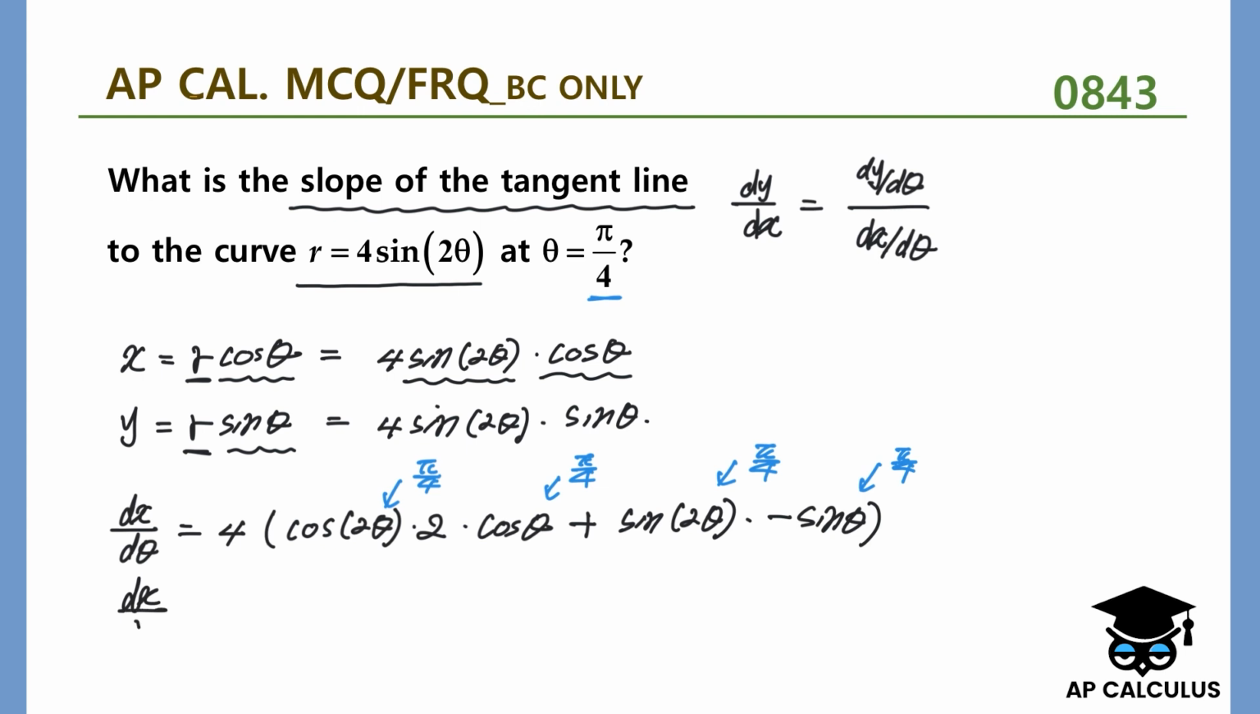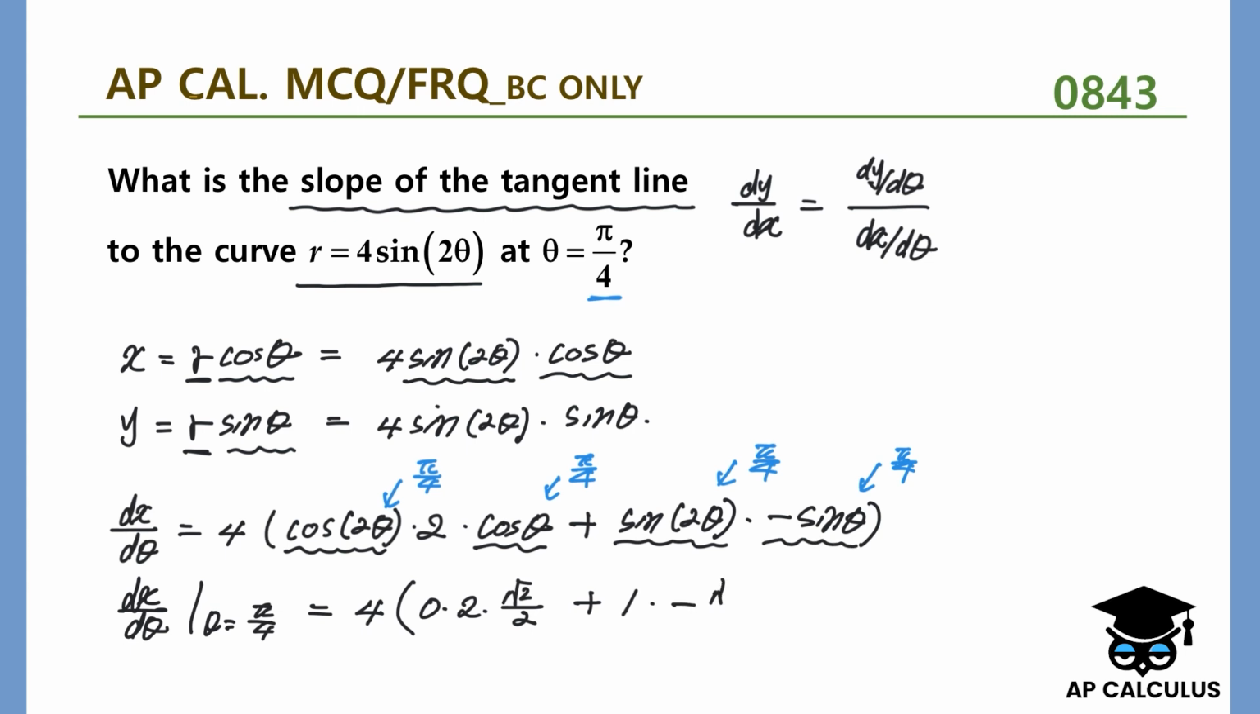Then dx/dθ when θ is equal to π/4 is equal to 4 times, here cos π/2, that's 0, right? So 0, 2 times cos π/4, that's root 2 over 2, plus sin π/2, that's 1, times negative sin π/4, that's negative root 2 over 2, right? So all of this first thing is 0, and 4 times negative root 2 over 2, that's negative 2 root 2, right?